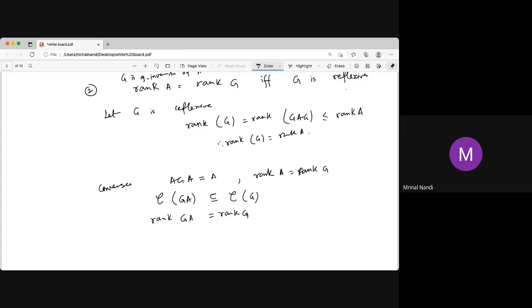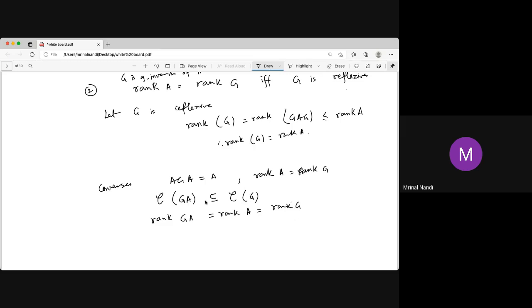We already proved it. So we already proved it is rank of A. We already proved the first theorem that rank of G equals rank of A. But we assume that rank of A equals rank of G. We assume it, rank of A equals rank of G. So rank of G equals rank of G. Now what happened? Rank of G equals rank of G.